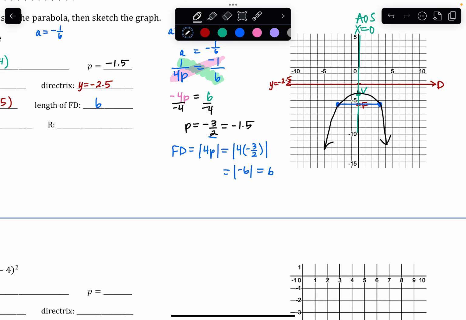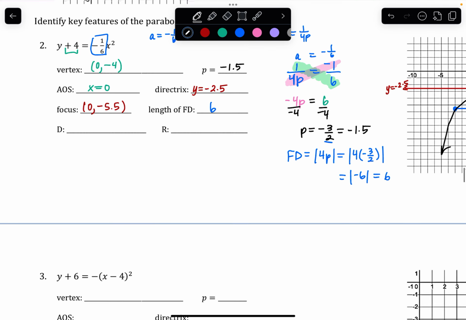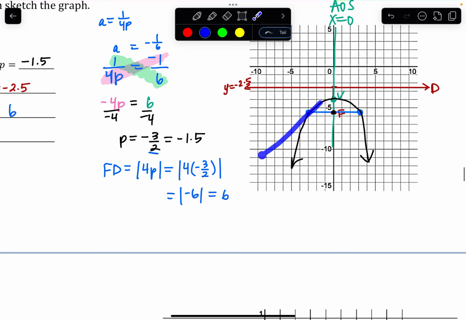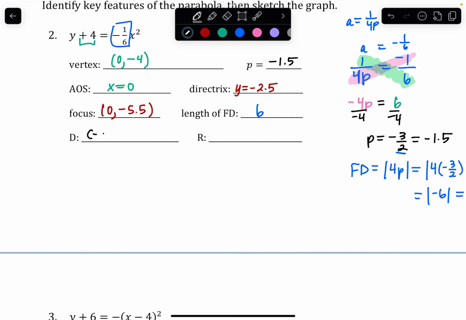Your parabola always focuses on the focus. I always say it's hugging the focus and its back is towards the directrix. The domain of this graph is going forever to the left and forever to the right as it's going down. And so the domain of these parabolas are always going to be all real numbers, so negative infinity to positive infinity with parentheses.